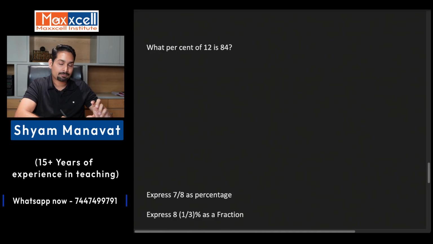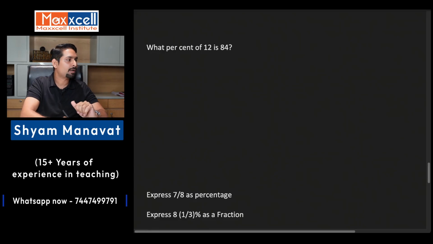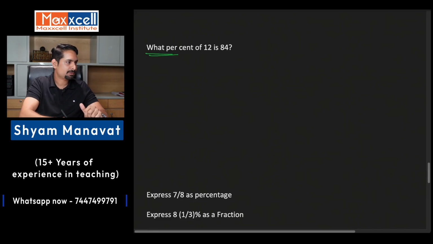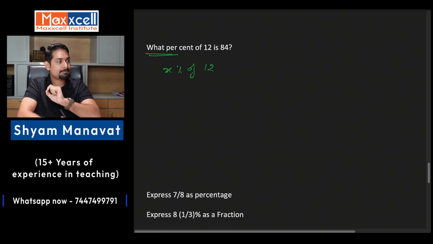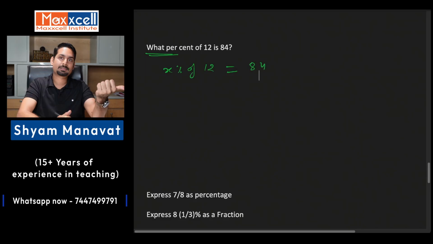Okay, if you get confused about what should come in the numerator and what should come in the denominator, you can simply say what percent. This what percent can be replaced with a variable. So I'll say X percent of 12 is, if you convert into a mathematical operator, equal to 84. This is an easy way to do it, and I'll tell you what mistake students usually make in this question.